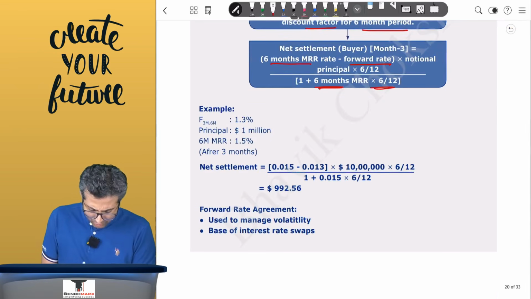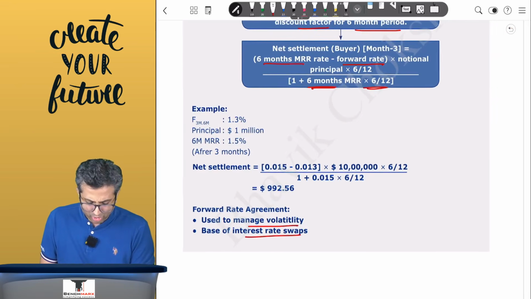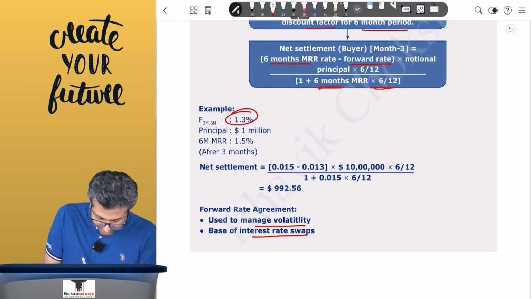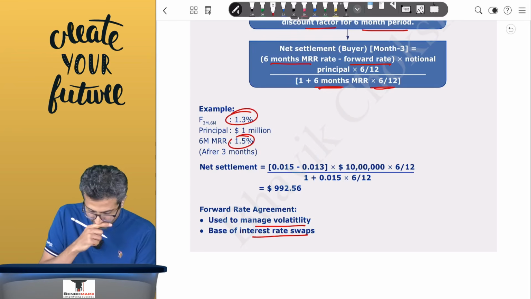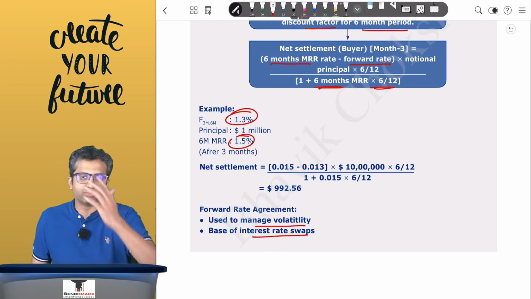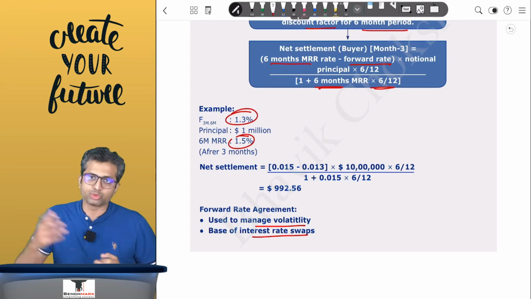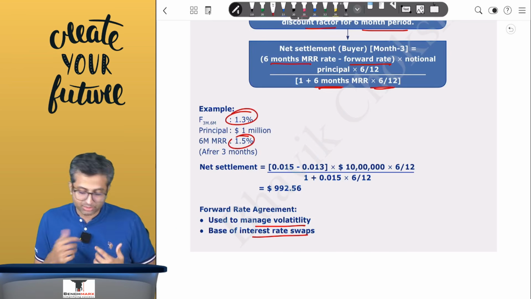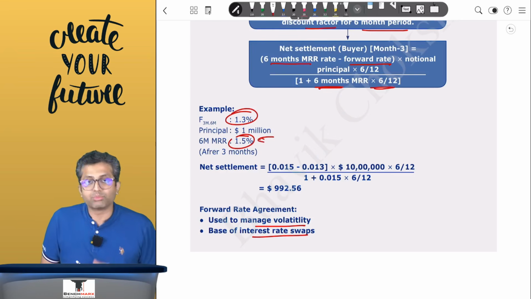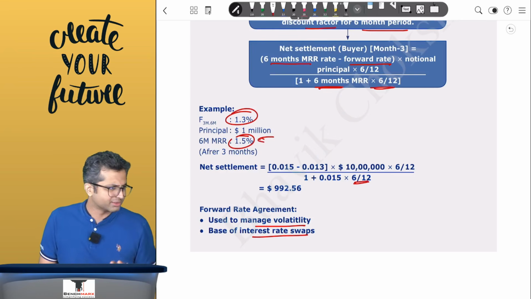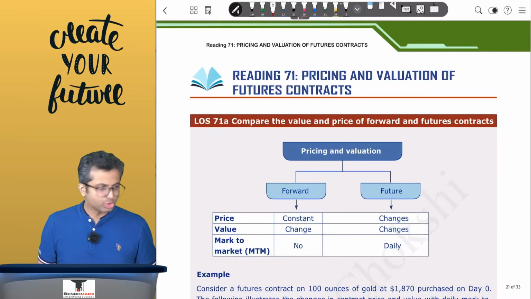Okay, so a forward rate can be used for managing volatility, and usually forms a base for interest rate swaps as well. A basic example is discussed over here, where this is your fixed rate and the reference rate is 1.5%. Your net settlement will be 1.5. I mean, you have agreed to borrow at 1.3, but the rate becomes 1.5, so 0.2% is your gain into $10 lakh into 6 by 12. But this is going to settle after 3 months, so it is divided by 1 plus 0.015 into 3 by 12, or 6 by 12 as the case may be, and this will give you your answer.